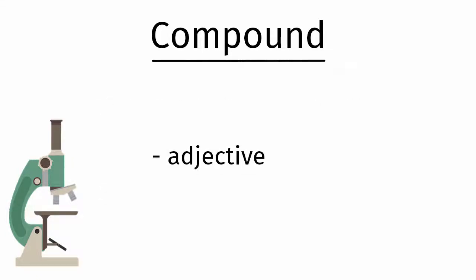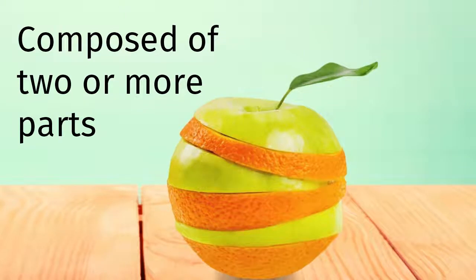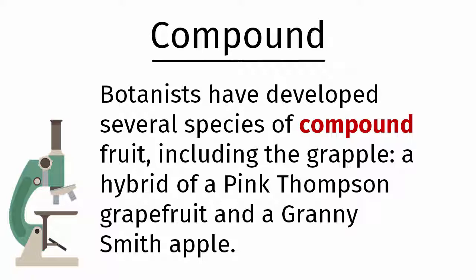As an adjective, compound is pronounced with the emphasis on the first syllable, compound. It is used to describe something as composed of two or more parts. Here's an example. Botanists have developed several species of compound fruit, including the grapple, a hybrid of a pink Thompson grapefruit and a Granny Smith apple.